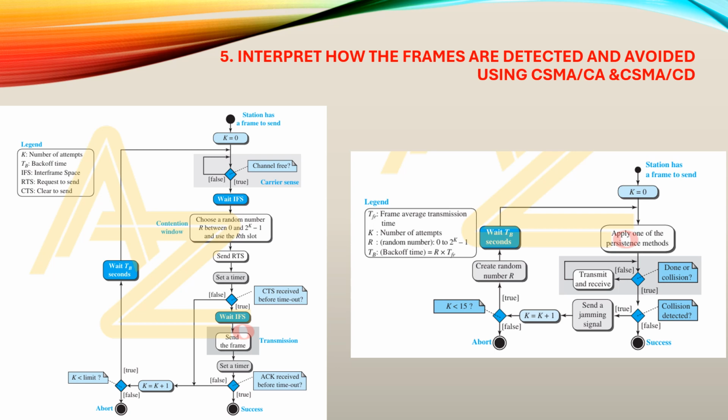In avoidance, it waits for one particular interframe space, that is, one slot is completely skipped to avoid collision, and then a random number is generated. Then the request to send message is sent by the client, a timer is set, and it checks for collision. Again it waits for some time, then the frame is sent, so that collision is completely avoided. These are the two flowcharts you have to draw and explain for CSMA/CA and CD. Please stay tuned for more information.